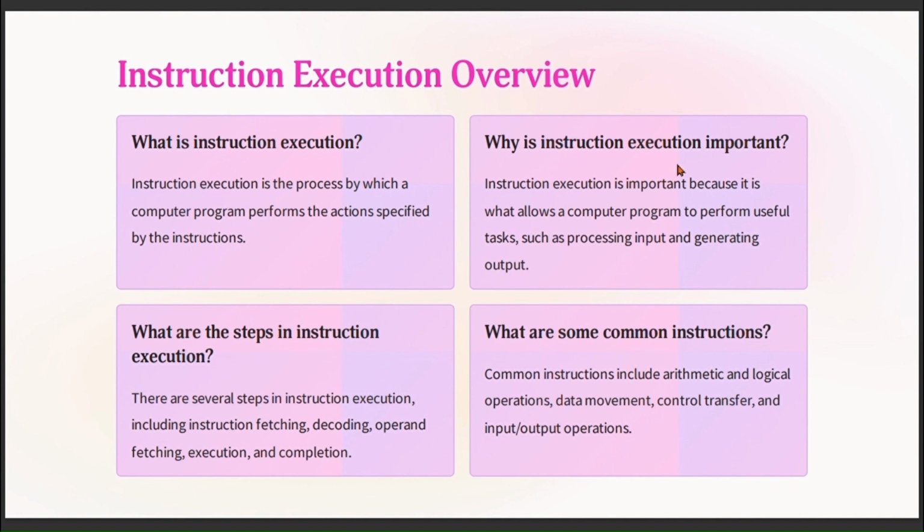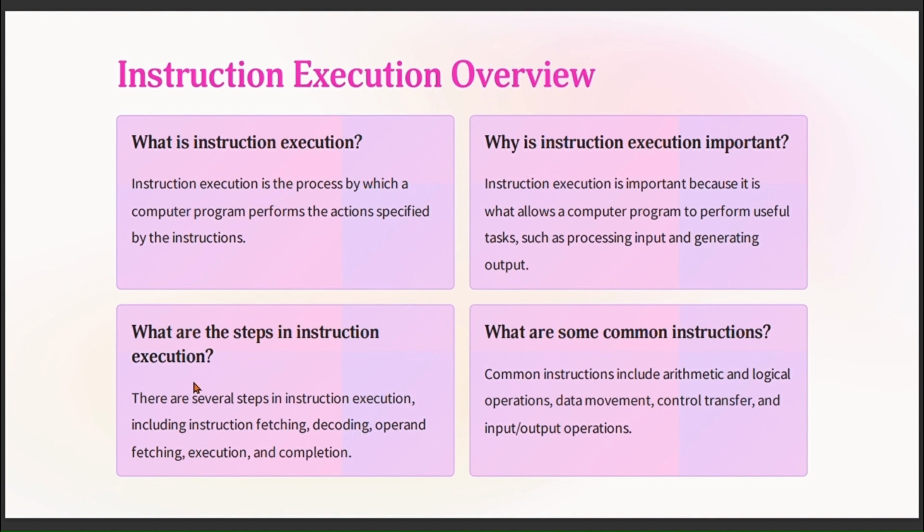Now, why is instruction execution important? Instruction execution is important because it allows a computer program to perform useful tasks such as processing input and generating output. Instruction execution is crucial for the functioning of a computer. It allows programs to be executed. Without instruction execution, a computer would not be able to perform meaningful work. Additionally, efficient and accurate instruction execution is important for optimizing the performance of a computer system, as it allows it to run faster and with fewer errors. As a result, improving instruction execution is a key goal of computer architecture and design.